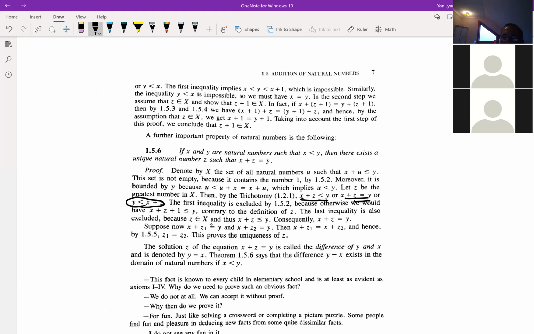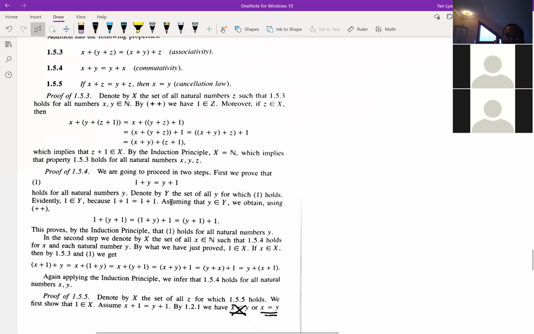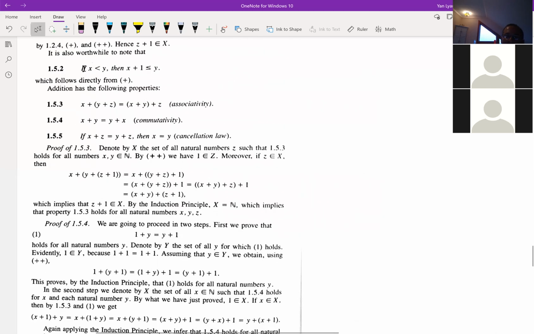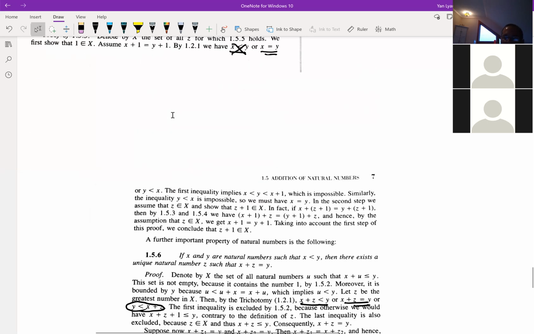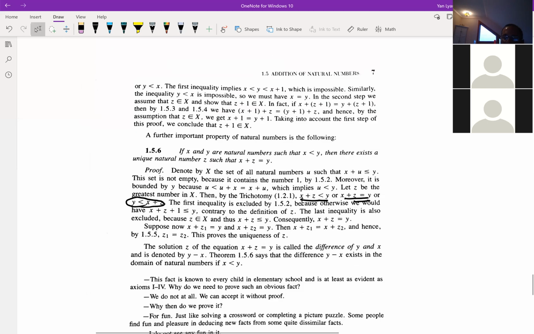So the first inequality is excluded by 1.5.2. So what's 1.5.2? Let's take a look at 1.5.2. If x is less than y, then x plus 1 is less than or equal to y. I think this is the one that Ethan talked about specifically. Yes, I was there for that.